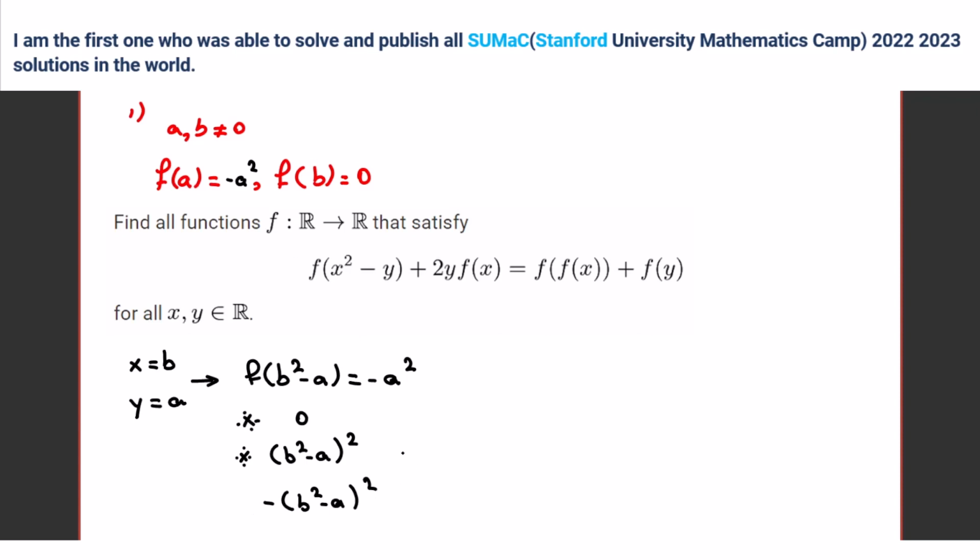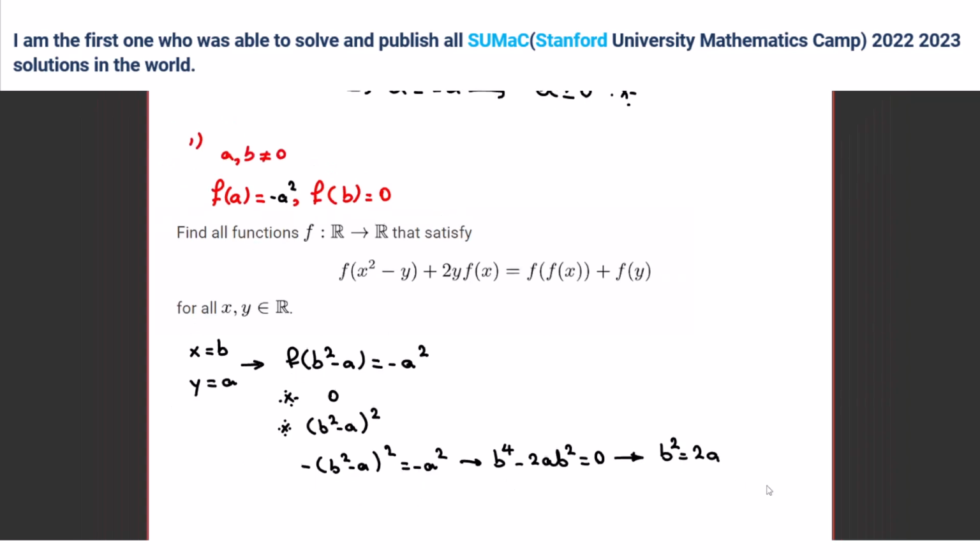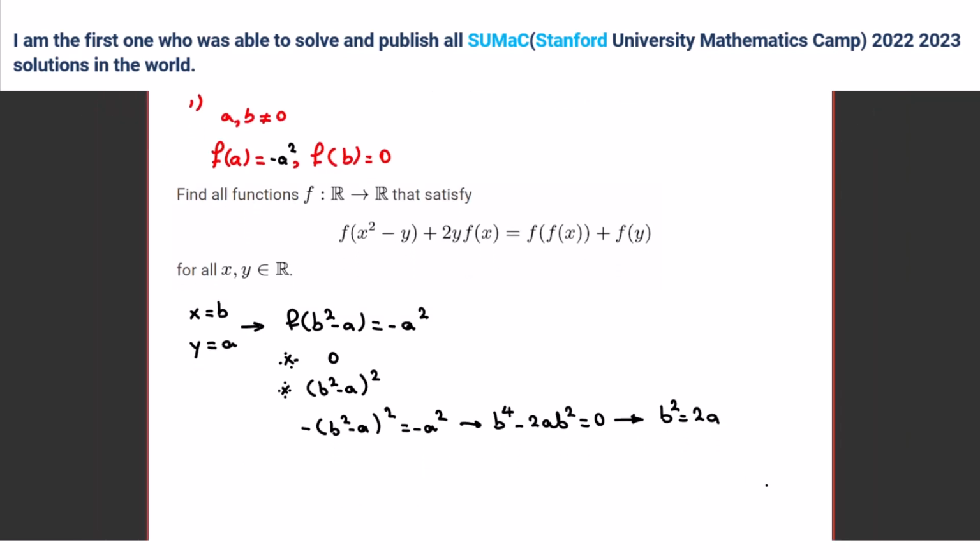Now we should check this one. If we check this one, then what can we conclude? Do you agree we can raise both sides to the power? Yeah. b to the 4 minus 2ab squared is 0, then what? Oh, b squared is 2a. Yes. Now in the next step, we should replace x with what, y with what?